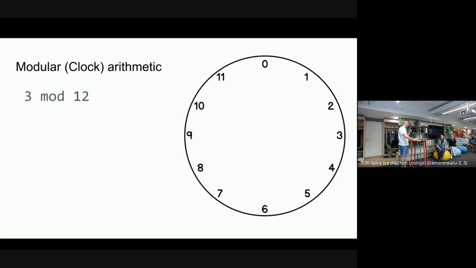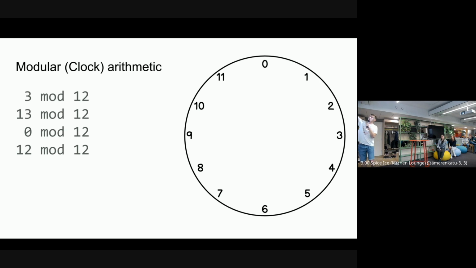So you can say 3 mod 12 is 3, 13 mod 12 is 1, 12 mod 12 is 0. And for those who haven't heard about clock arithmetic, the reason it's a clock is because it goes in rounds and rounds and rounds. So 13 mod 12 is 1 because we stepped 13 times around the clock and we ended up here. A little trick here.